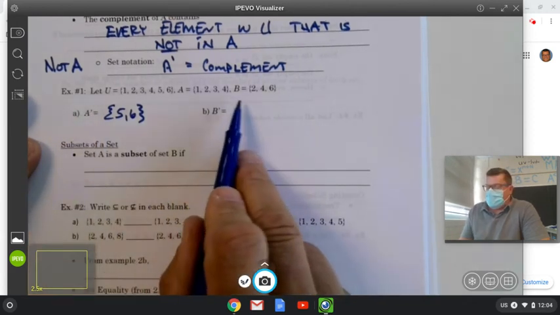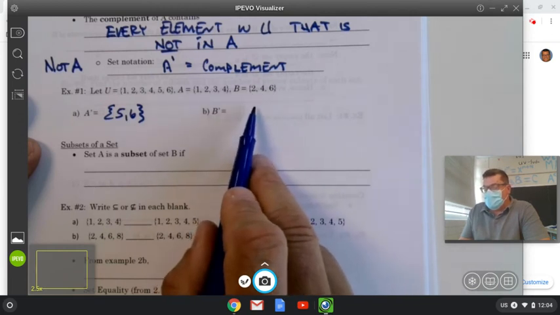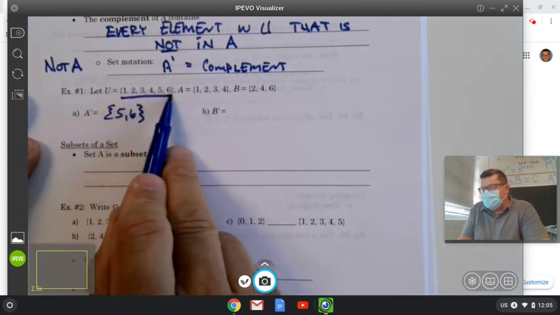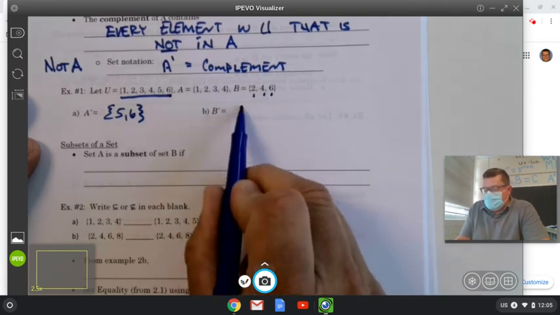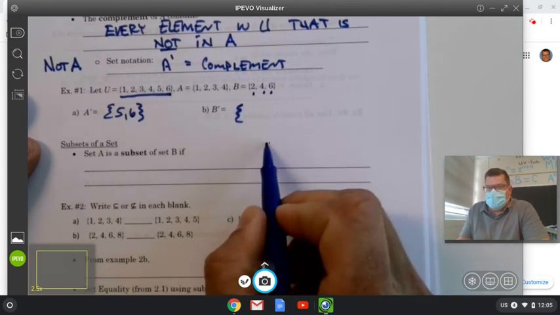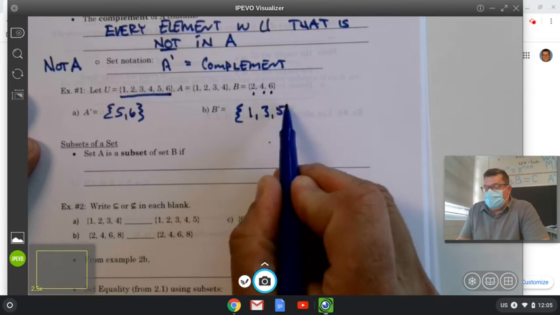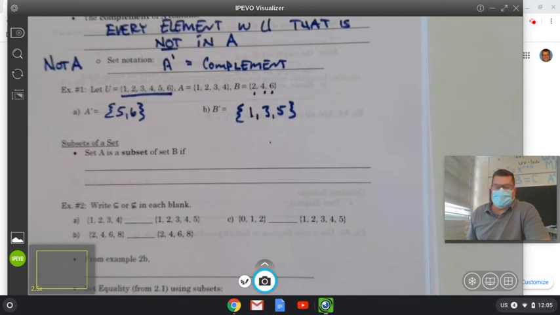How about not B? If B contains the even integers 2 through 6 inclusive, all the values in not B are all the values that live in the universal set that aren't 2s, 4s, or 6s. So, what would that be? Shout it out. Odds. So does anybody have any questions with that? Pretty self-explanatory. So far, so good.